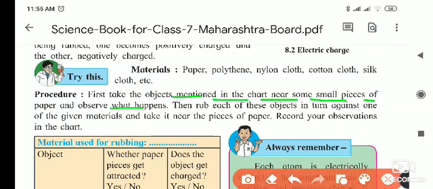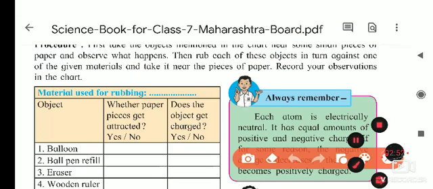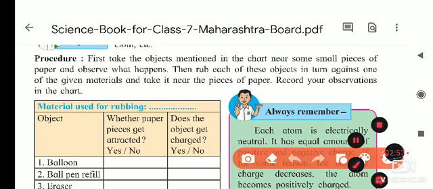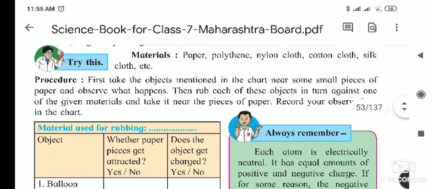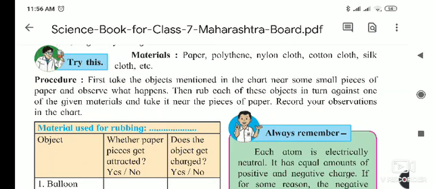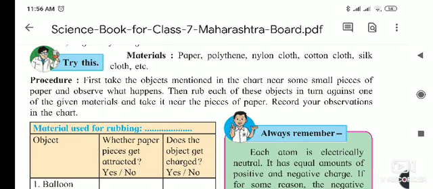Procedure: first, take the objects mentioned in the chart near some small pieces of paper and observe what happens. So we have to take these objects given here, that is polythene, nylon cloth, cotton, near the small pieces of paper and observe what is happening. Next, we have to rub each of these objects against the given material, take it near the pieces of paper, and record your observation.